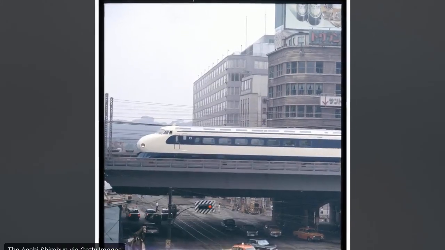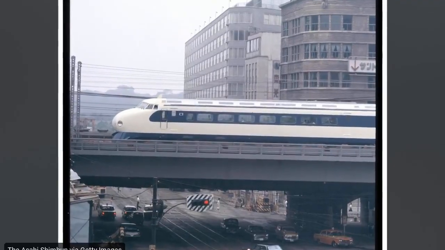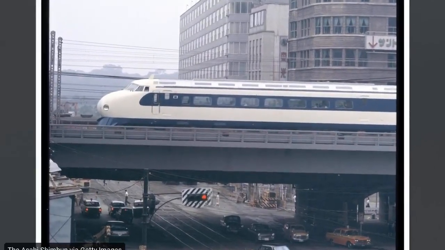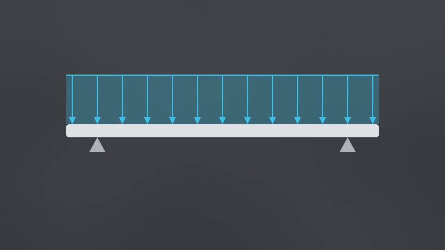We start with the external loads. The weight of the train pushes straight down, attempting to crush the structural deck underneath it. Engineers categorize these external pressures based on how they are distributed. The concentrated weight of individual train wheels acting on specific, narrow spots are called point loads. Meanwhile, the spread-out weight of the bridge deck itself is known as a distributed load.